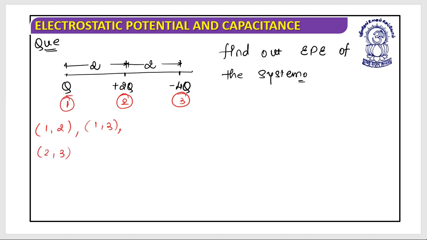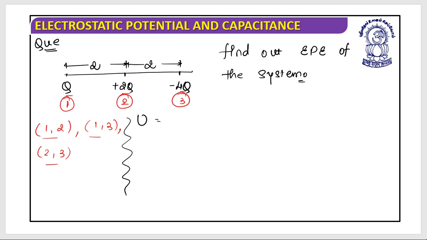Yes, 3 charges are there. The number of pairs is n into n minus 1 by 2, so 3 into 2 divided by 2, it's 3. So we did correct up till now, we are on the track. Now we need to find the potential energy of the system. How can I do this?